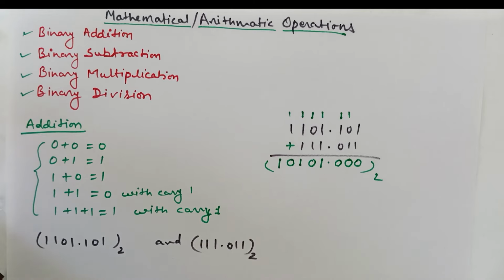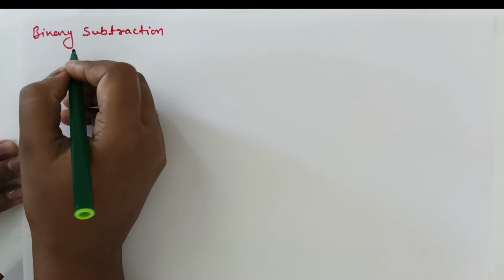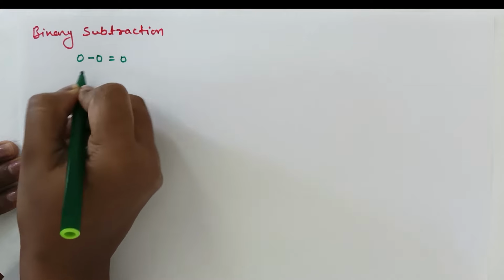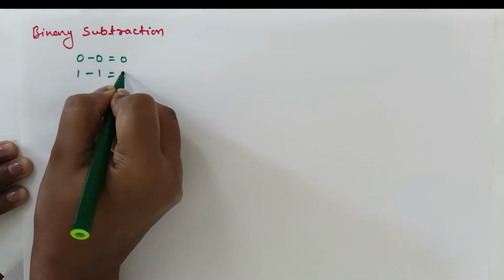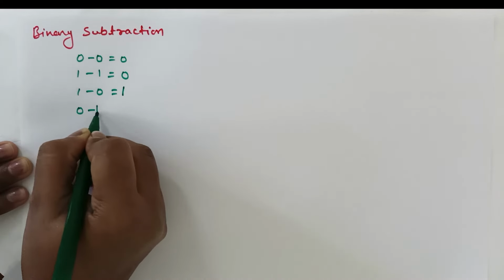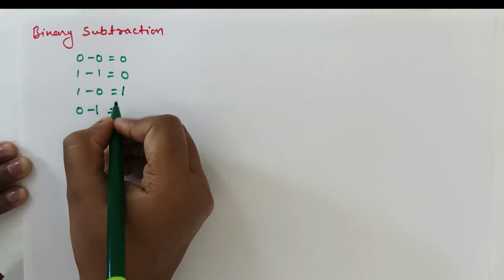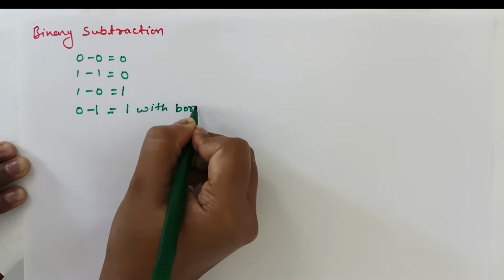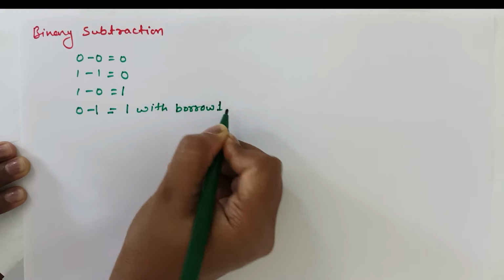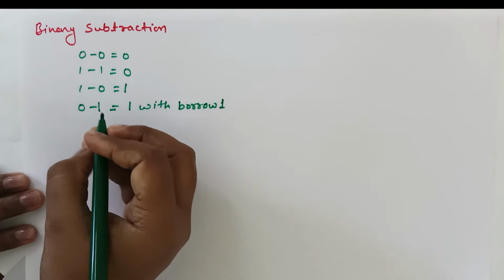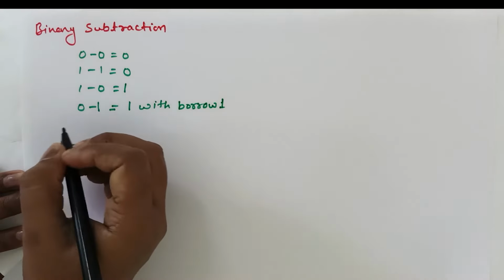Next we will see the subtraction. For binary subtraction there are some rules. I will write here: 0 minus 0 is 0, 1 minus 1 is 0, 1 minus 0 is 1, and 0 minus 1 is 1 with borrow 1. Now we will see how to do the subtraction of two binary numbers. I will take one example.